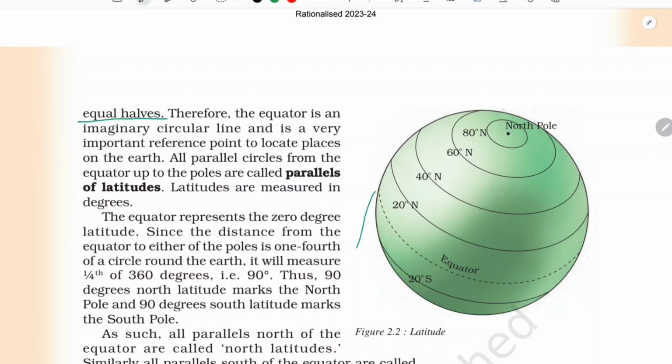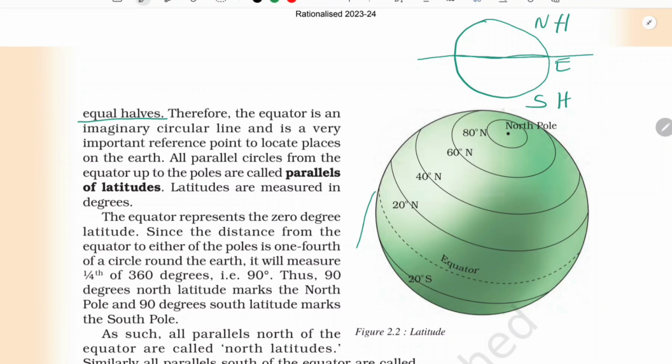See here, this is the equator. Suppose this is the earth, let us just draw. There is a line over here. This is also an imaginary line. So this is the equator, and the earth is divided exactly in half. The upper portion will be known as the northern hemisphere, as it is north, and the downward portion is known as the southern hemisphere. I hope it is clear.